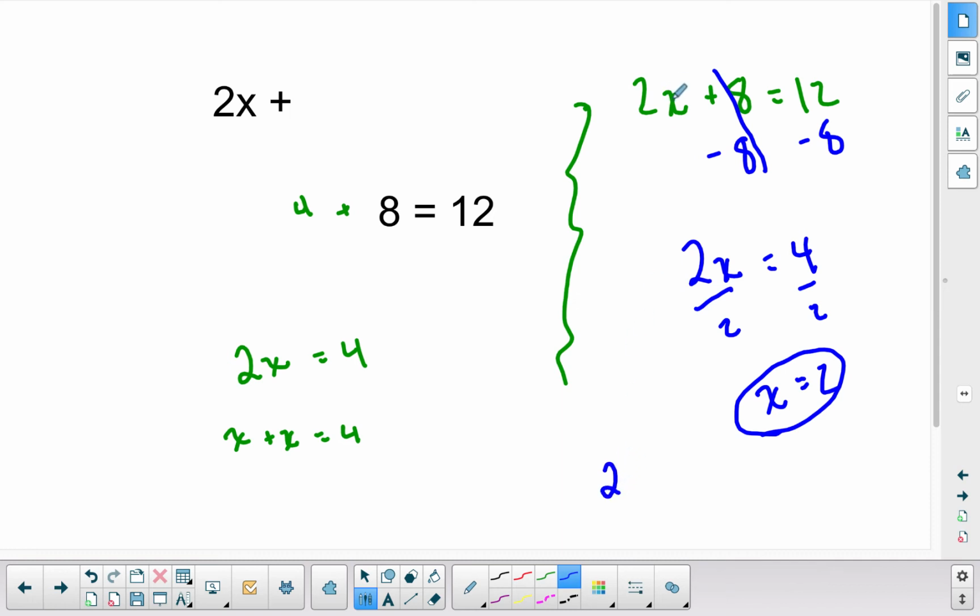So where it says x right there, I'm just going to replace that with a 2 since x is the same as 2. And we would say 2 times 2 plus 8 is the same as 12. Well, sure enough, if we do the order of operations here, 2 times 2 is 4. And if we add 8 to that, 4 plus 8 is 12. And we know that 12 would equal 12. They're the same thing. So it does make sense.